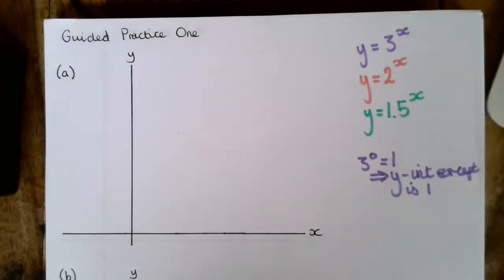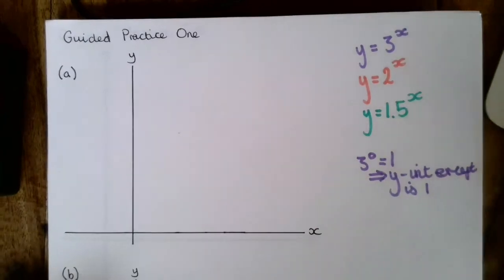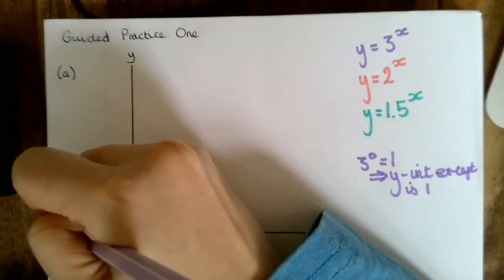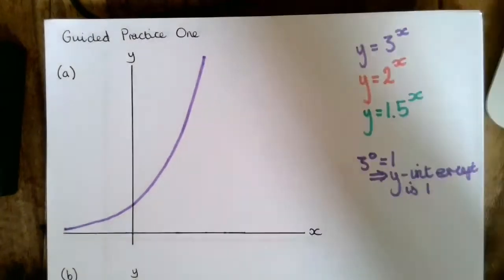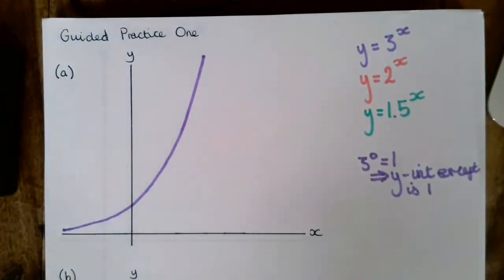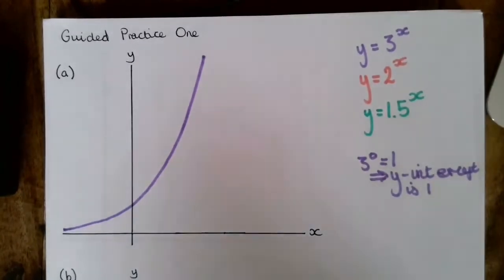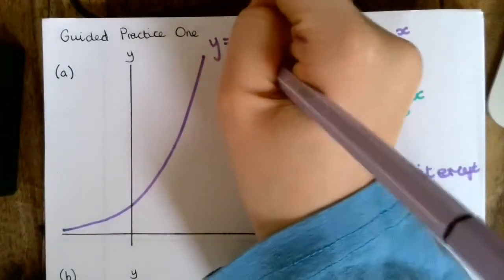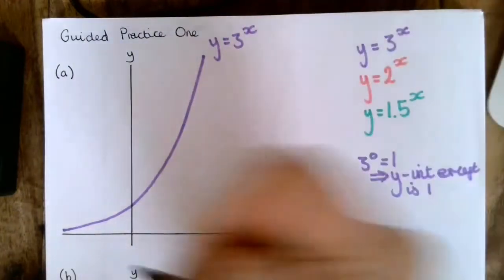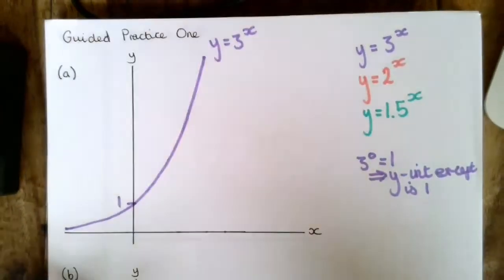Now, y equals 3 to the power of x, and our values are going to get bigger and bigger. Our y values are going to get bigger as our x values get bigger. So that is the line y equals 3 to the power of x, and we've got our y-intercept of 1.